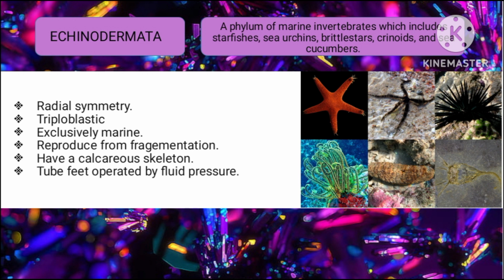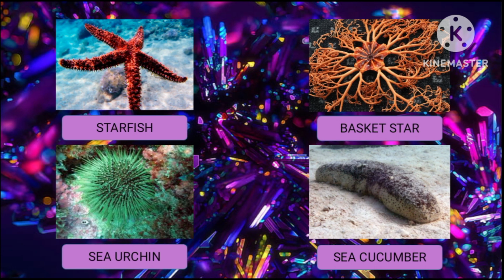They are triploblastic and exclusively marine, which means they only live in marine areas. They can reproduce by fragmentation. They have a calcareous skeleton, and some of them have tube feet operated by fluid pressure for locomotion. Examples of Echinodermata are starfish, basket star, sea urchin, and sea cucumber.